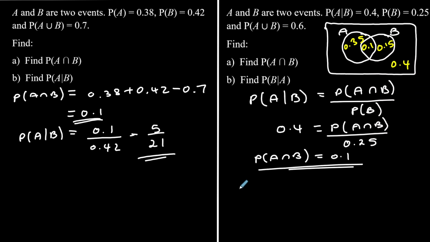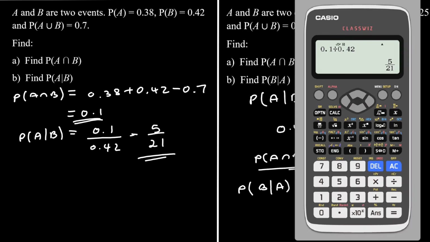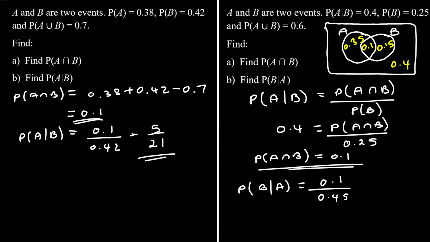So the probability of B given A is the intersection divided by what's given, which is A, and the whole A circle is 0.45. 0.1 over 0.45 is 2/9.